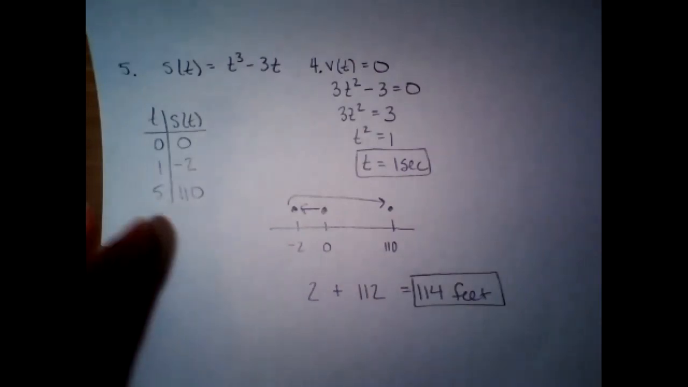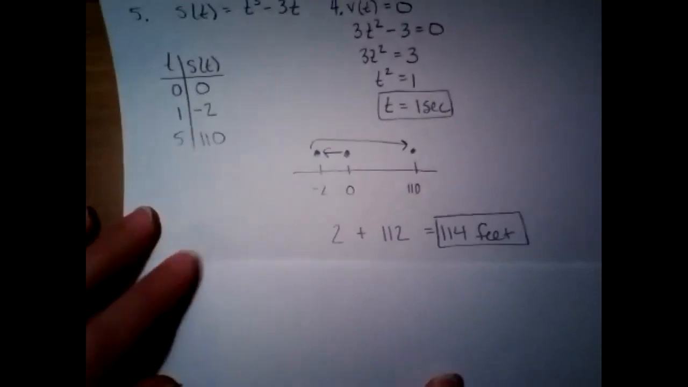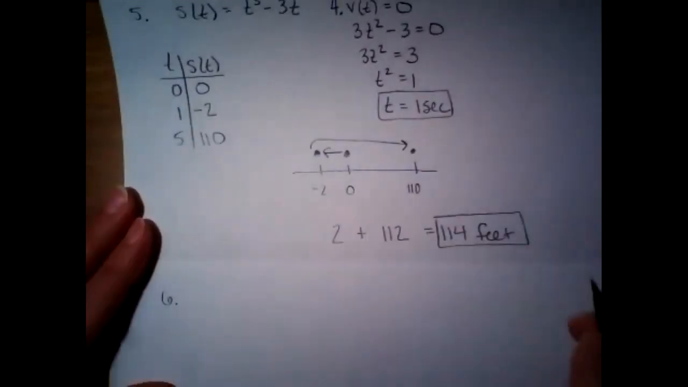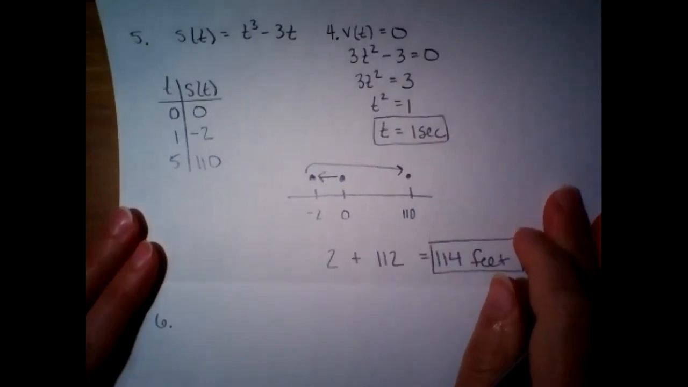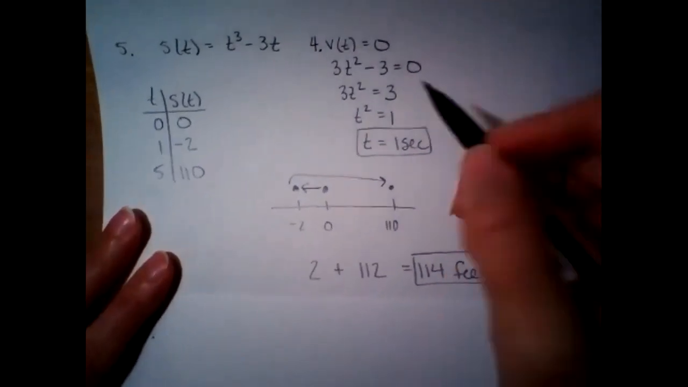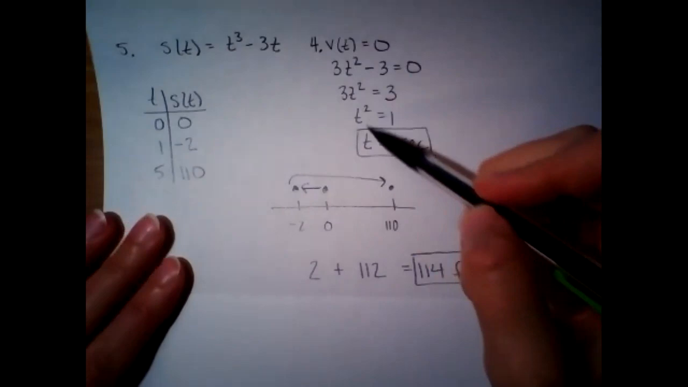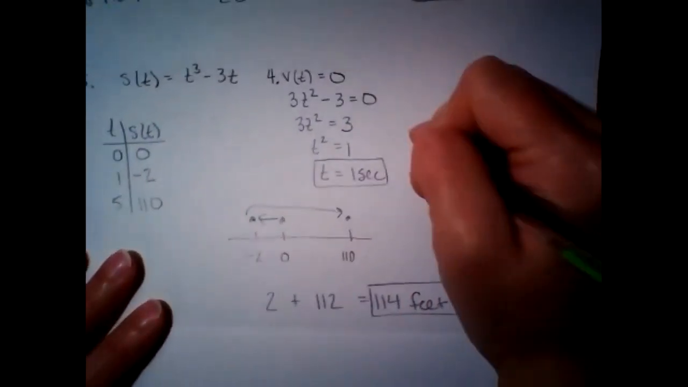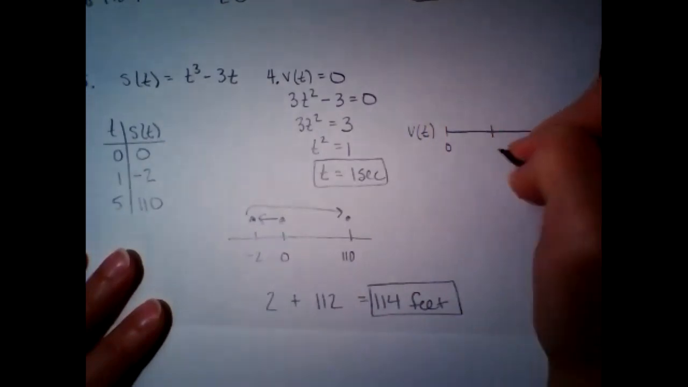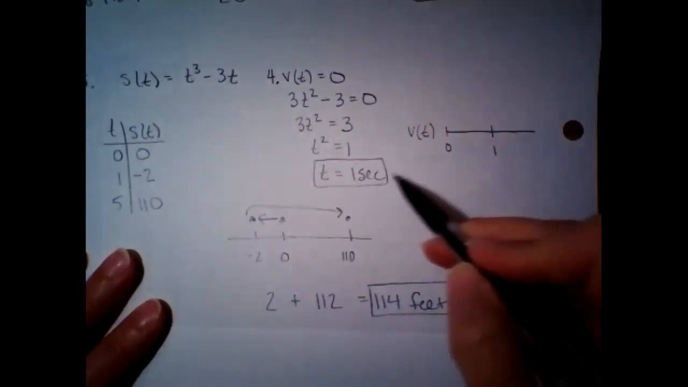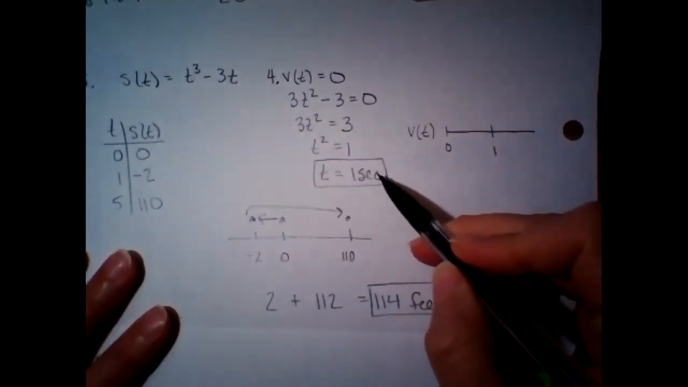All right, so number 6, still using the same information as 4 and 5 here. Number 6 is asking, when does the particle move to the left? So here, back in question 4 is when we looked at that. We would make a number line for our velocity, and 1 is the time that's going to have to go on there. That's when the particle's at rest.